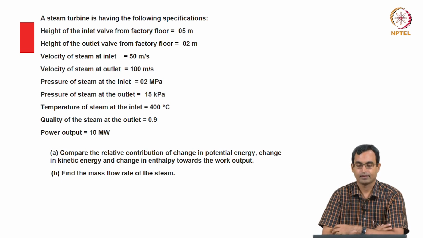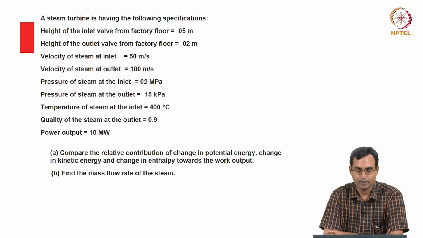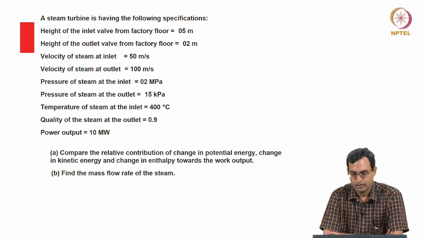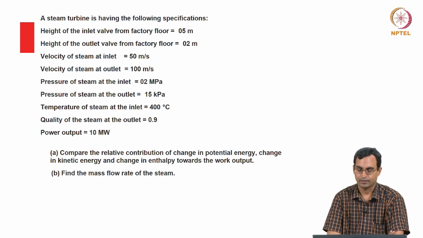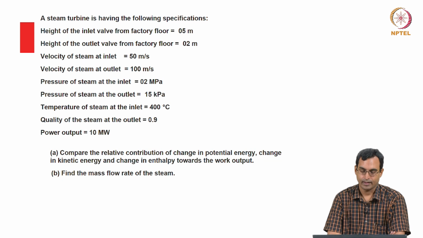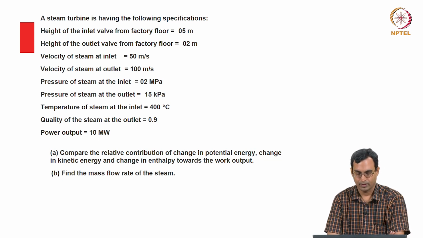So this problem says there's a steam turbine which has the following specifications. The height of the inlet valve from the factory floor is 5 meters. The outlet is at a distance of 2 meters. The velocities of steam at the inlet and outlet are given. Pressures at the inlet and outlet are given, and the temperature at the inlet and quality at the outlet are given, and the total power is given. We are asked to compare the relative contributions of change in potential energy, kinetic energy and enthalpy towards the work output, and also to find out the mass flow rate of the steam.